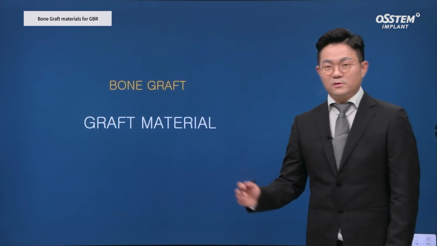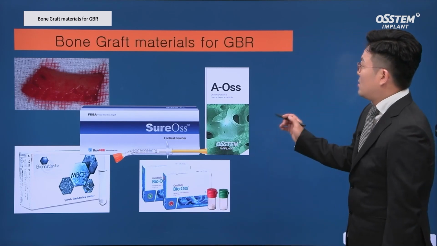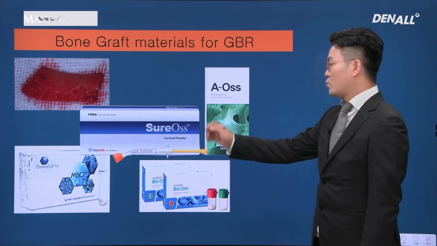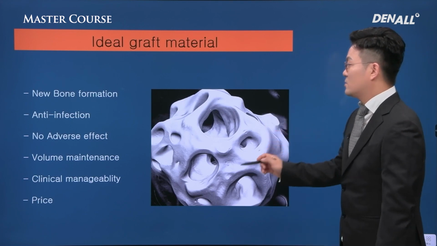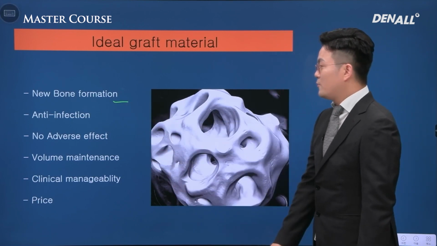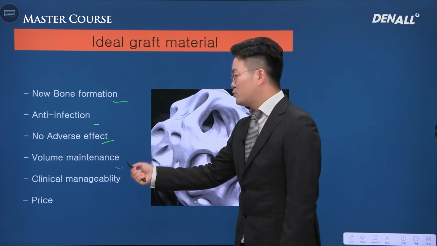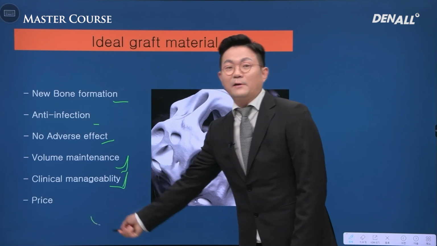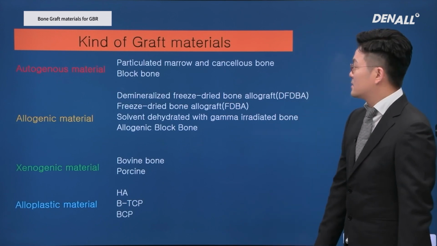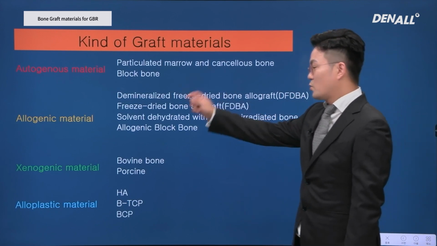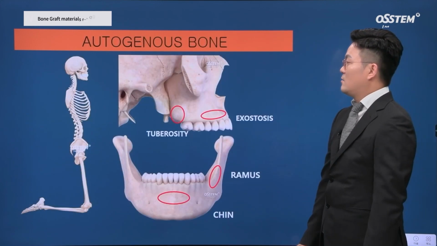Graft materials: the types and characteristics of graft materials. And I will introduce some cases. There are various graft materials: autogenous bone, alloplast, xenograft. Ideal graft material: new bone formation, anti-infection, no adverse effects, volume maintenance, clinical manageability, and low price. These are the ideal conditions for the materials. Types of graft materials: autogenous bone, allogenic material, xenogenic, and alloplastic materials.